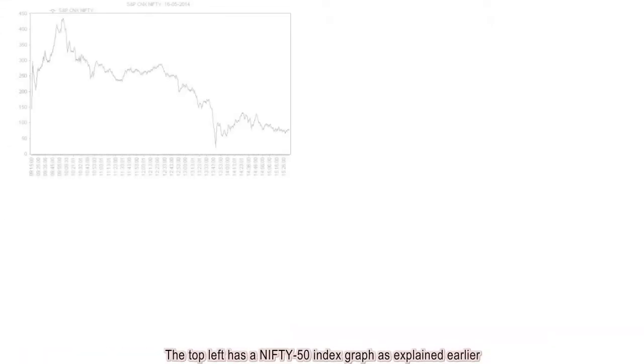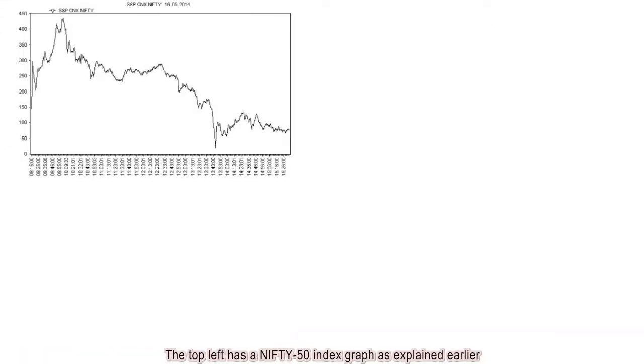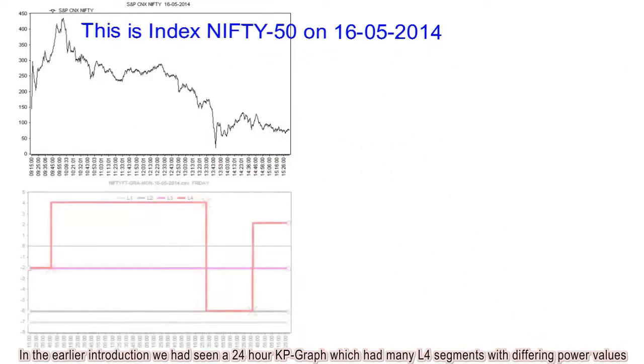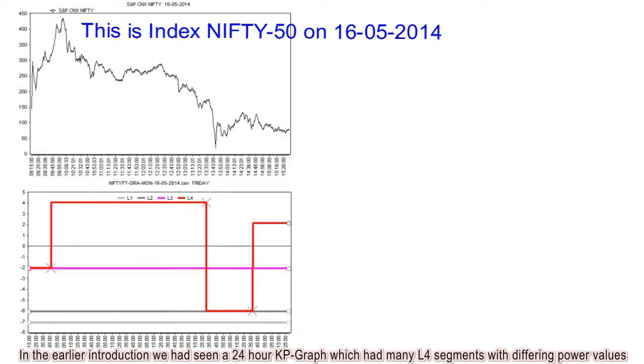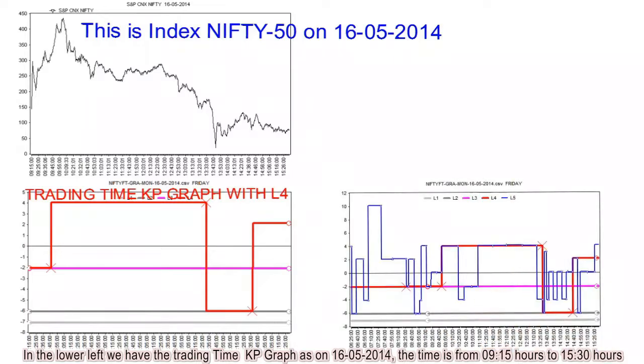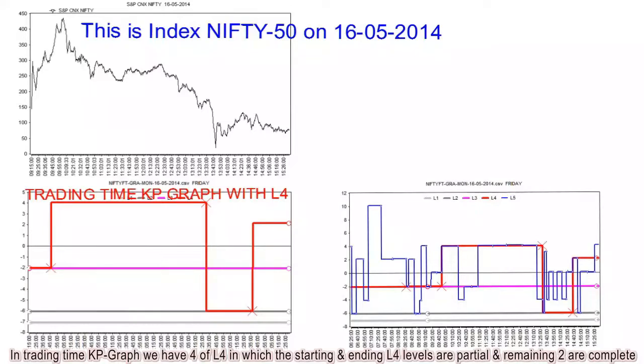The top left has a Nifty 50 index graph as explained earlier. In the earlier introduction we had seen a 24-hour KP graph which had many L4 segments with differing power values. In the lower left we have the trading time KP graph as on the 16th of May 2014, the time is from 9:15 hours to 15:30 hours. In the trading time KP graph we have 4 of L4 levels in which the starting and ending L4 levels are partial and the remaining 2 are complete.